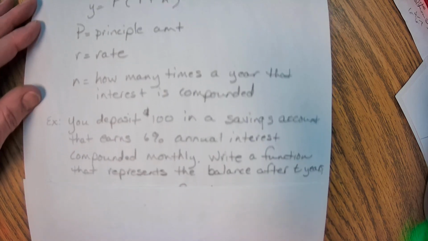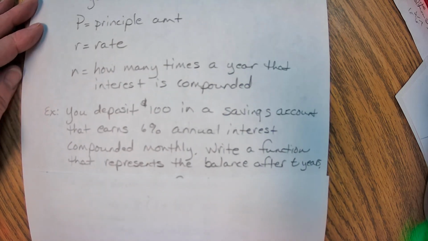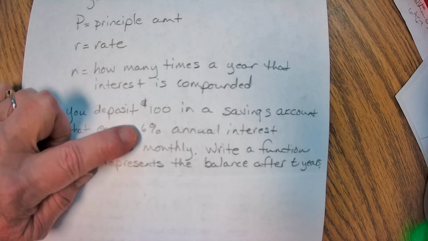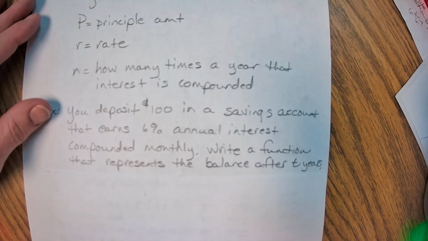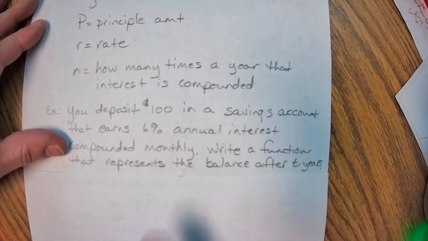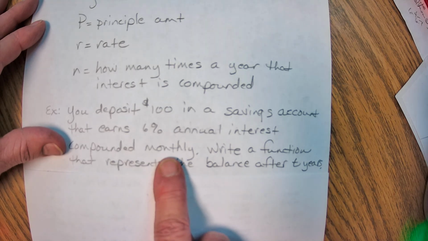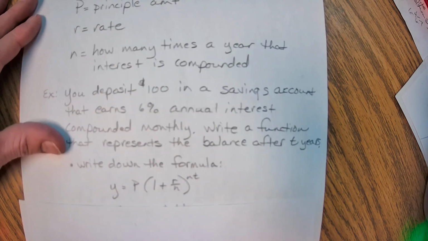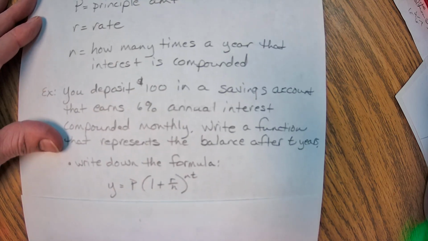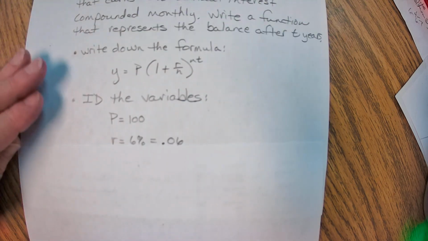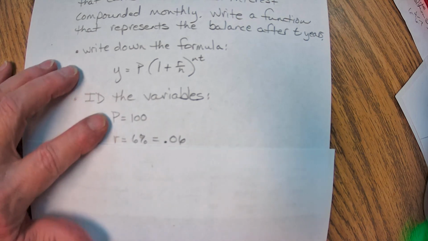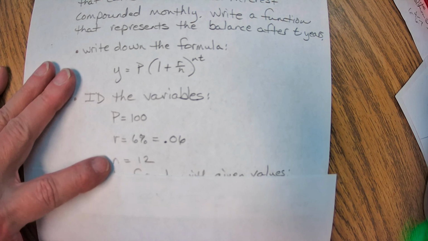So let's do this example. You deposit $100 in a savings account that earns 6% annual interest. Remember, 6% is written as 0.06. And it's compounded monthly. So that means it's compounded 12 times a year. Write a function that represents the balance after t years. So you're going to write down the formula always, and then you're going to fill in what you know. You're going to identify the variables. So P is 100, R is 0.06, and N is 12.